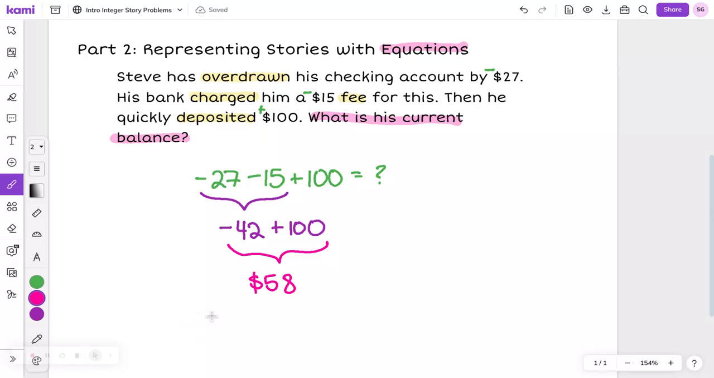In today's lesson, we're going to be doing more stories like this and using what we've learned about integers to help us solve these problems.